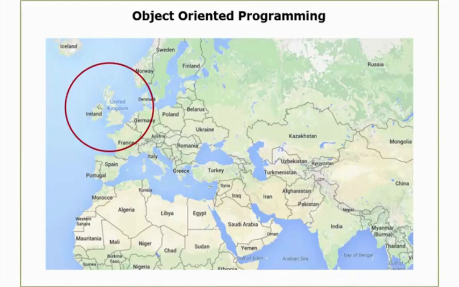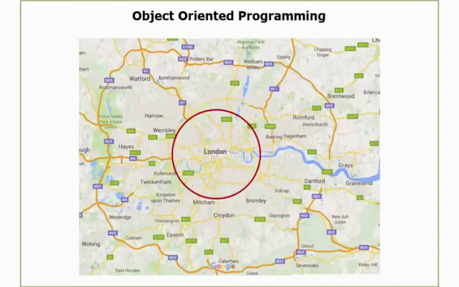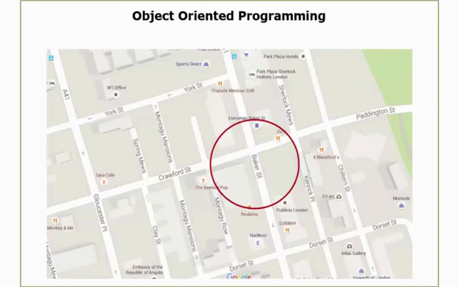Once they have identified the country, and once my package lands in the UK, the next thing to identify is where in UK. So now they identify the city, which is London. Once the package reaches London, now I need to identify where within London I need to deliver it, and that would be Baker Street.